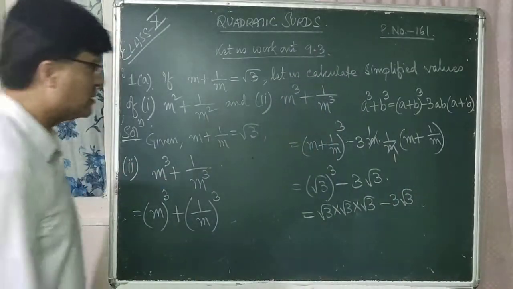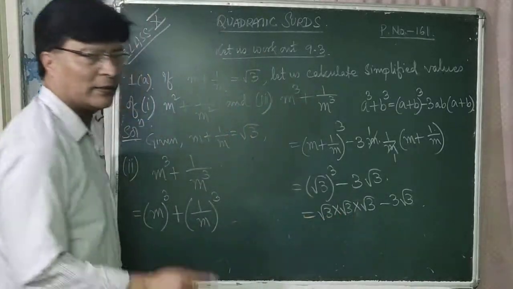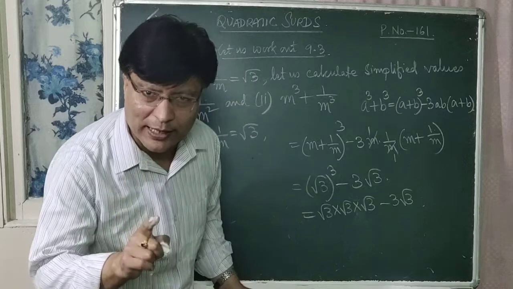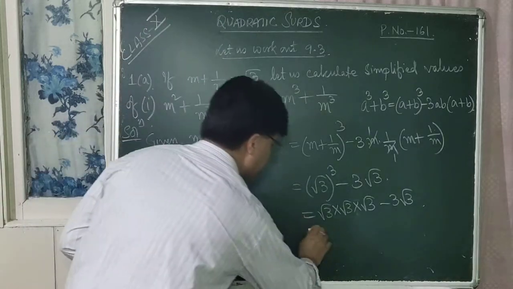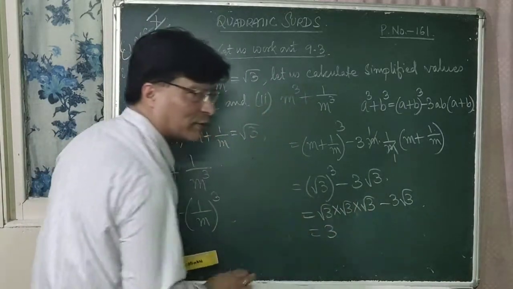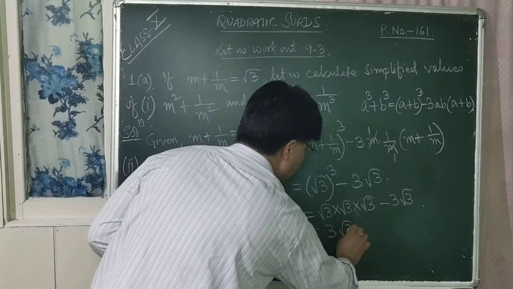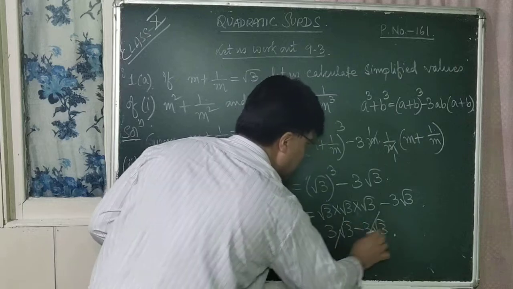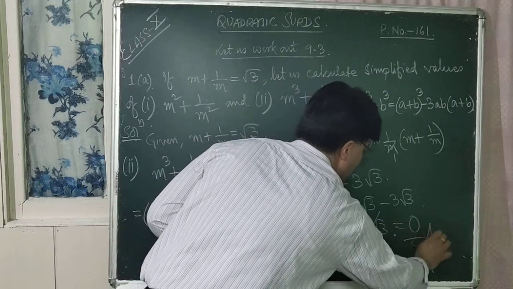Now simplify it. What is root 3 into root 3? Root 9. You know that, isn't it? Root 3 into root 3 is what? Root over 9. What is root over 9? Only 3. Now this third root over 3 remains same. 3 root 3 minus 3 root 3. Both of these will be cancelled, which is equal to 0.